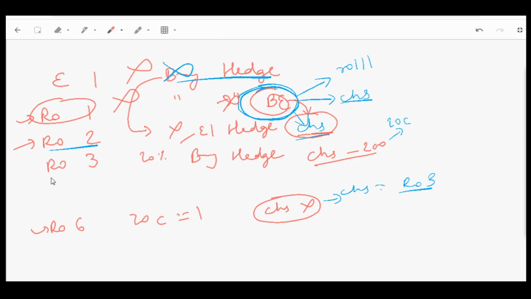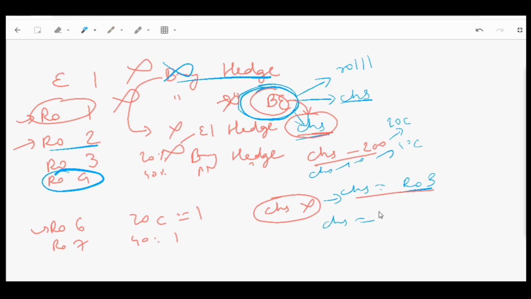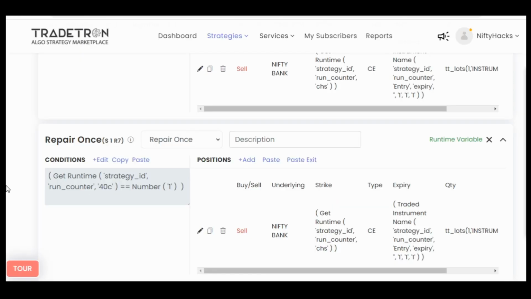So let's enter here. Now as soon as RO6 happens, in RO4 we are checking 40% buy hedge, right? And give it a value of CHS minus 100, we can say, and give it the value 40C. If that has happened, we are checking via RO7 whether 40C is equal to 1 or not. If it's 1, then the current CHS, as you know, is RO3. So we'll exit this previous hedge, right? And we will assign a new value to CHS, which is this RO4. So now our call hedge strike is RO4, which is basically CHS minus 100. So in this way this works.